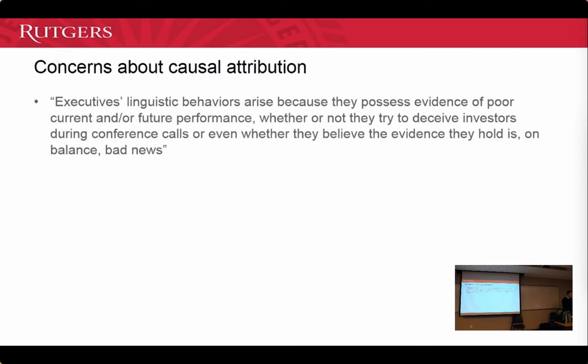And here they say they have concerns about causal attribution. Executives' linguistic behaviors arise because they possess evidence of poor current and or future performance, whether or not they try to deceive investors during conference calls, or even whether they believe the evidence they hold is, on balance, bad news. Okay? So I just have information that you don't have, and that's causing me to talk a different way. I'm not telling any lies.